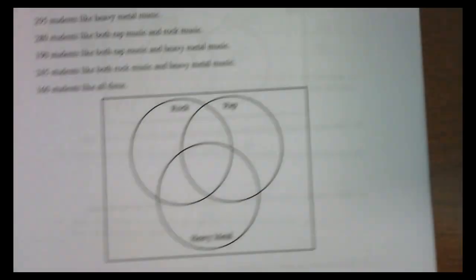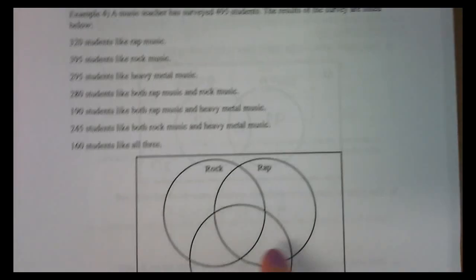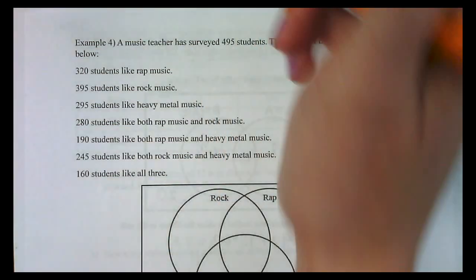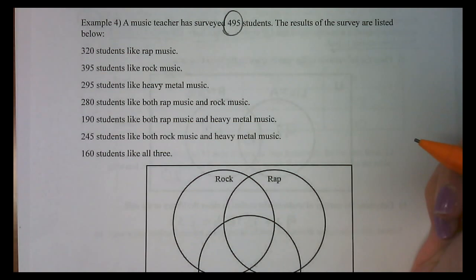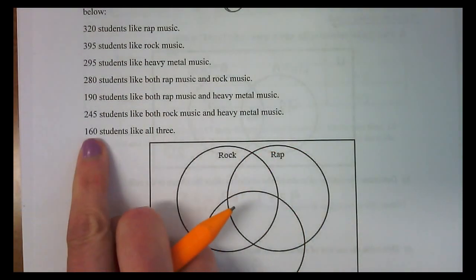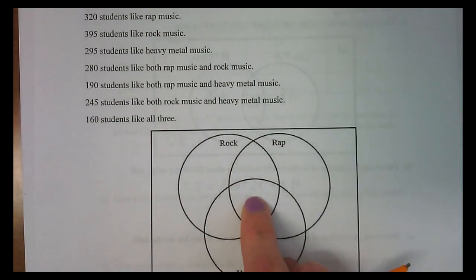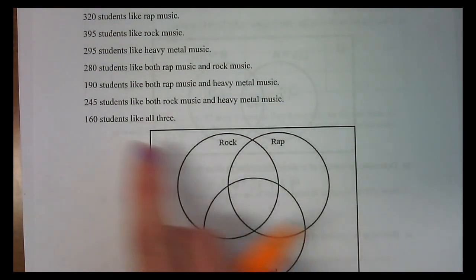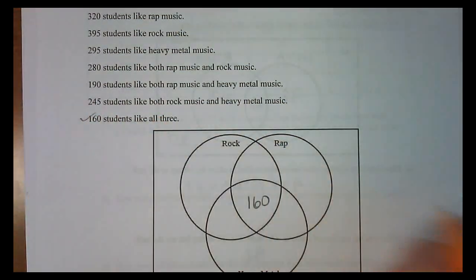Okay. Next, we're going to go on to example 4. Example 4, we have a situation where we have 3 circles in our Venn diagram. We have a music teacher surveyed a total of 495, and we have a bunch of results. We always want to start off with the overlaps first, and the most overlap spot, which is this middle part, where all 3 overlap each other. It says 160 like all 3, so we're done with that one.